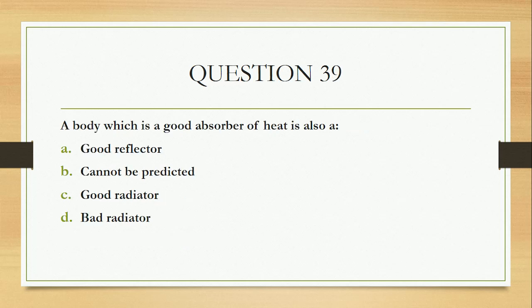The next question is, a body which is a good absorber of heat is also a good, option A, reflector, option B, cannot be predicted, option C, good radiator, or option D, bad radiator. And the correct option is option C, that is good radiator.